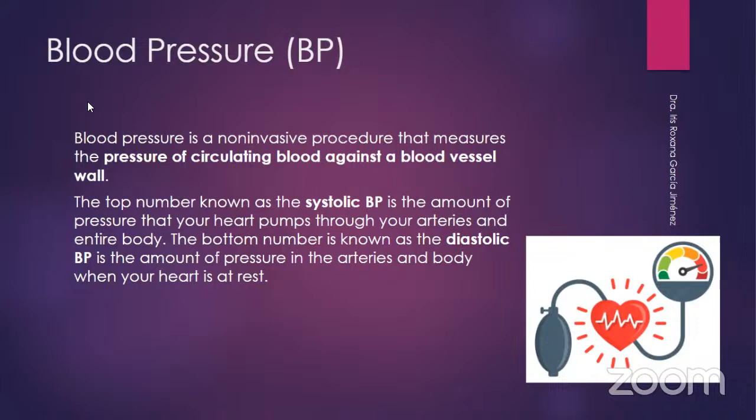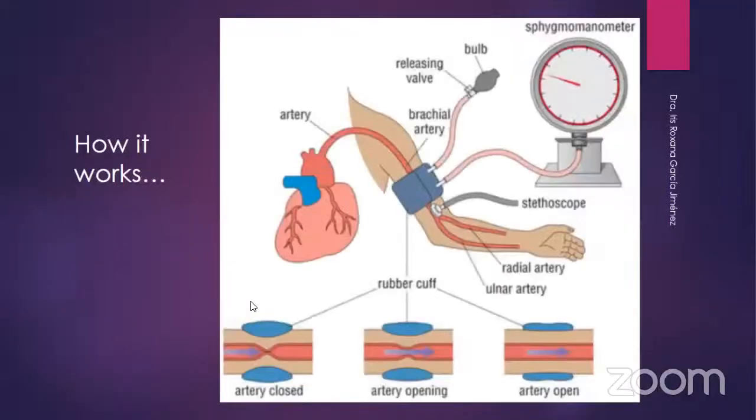This non-invasive procedure measures the pressure of circulating blood against the blood vessel wall. We all know about it from medical school. We were checking it maybe in high school too, but we caught this idea. This pressure against the blood vessel wall is the value we are hearing. The top number is the systolic BP, the amount of pressure that your heart pumps through your arteries and entire body. And the bottom number is the diastolic BP, the amount of pressure in the arteries and body when your heart is at rest. We all know about it.